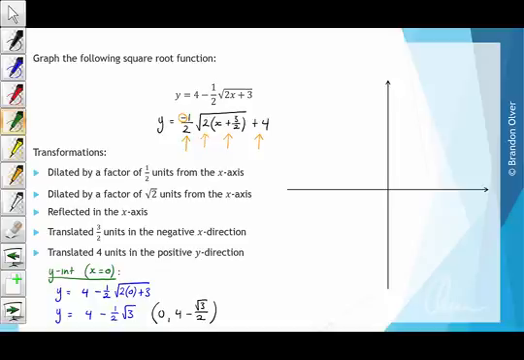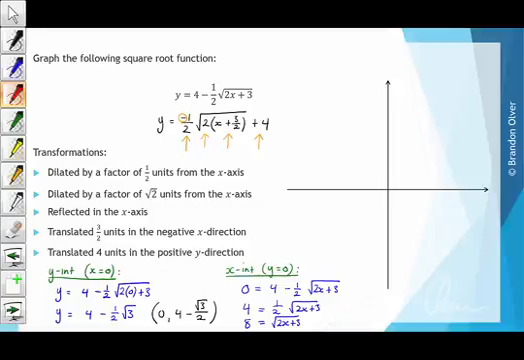Next, we can look for the x-intercept. The x-intercept occurs when y equals 0. So we're going to have 0 is equal to 4 minus 1/2 times the square root of 2x plus 3. Then once we've done that, we can add 1/2 root 2x plus 3 to both sides. So we have 4 is equal to 1/2 root 2x plus 3, and multiplying both sides by 2, we get 8 is equal to the square root of 2x plus 3.